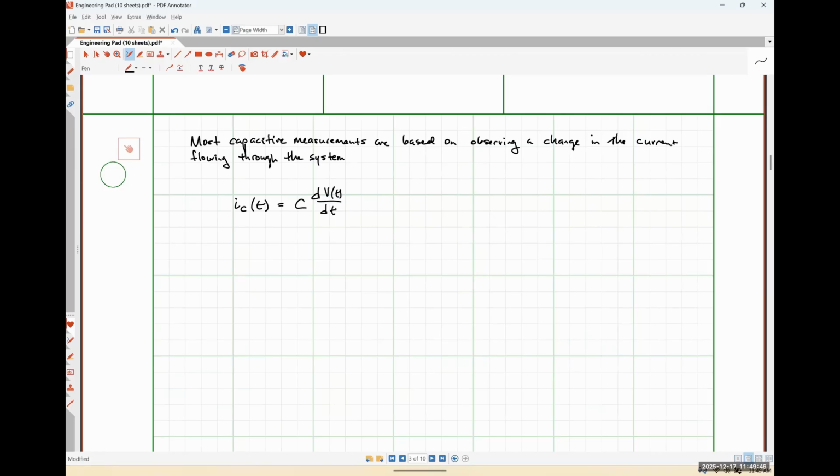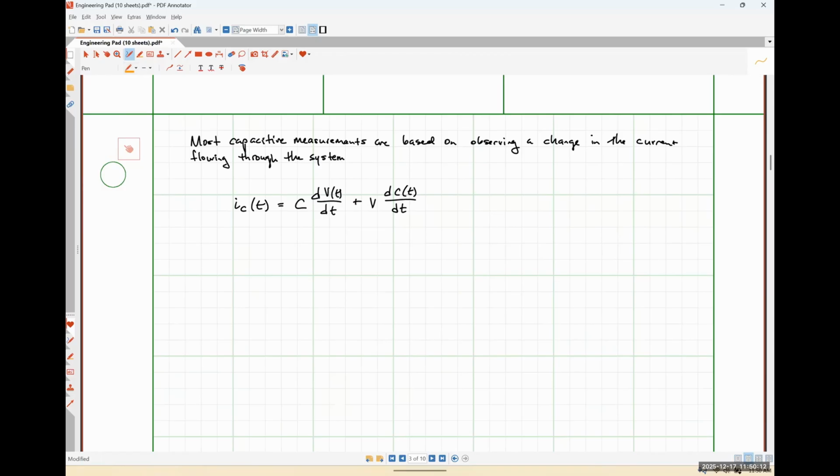But that's only actually half of the story, okay? Because we are making an assumption here that our capacitance isn't changing. But in a system where the capacitance does change, we're going to have a second term that's going to be V times the derivative of the capacitance as a function of time with respect to time as well, okay?